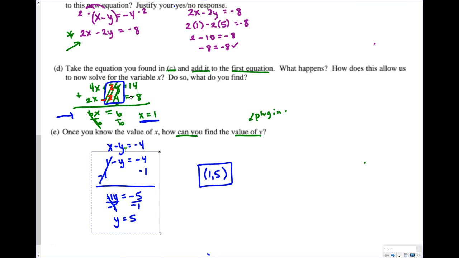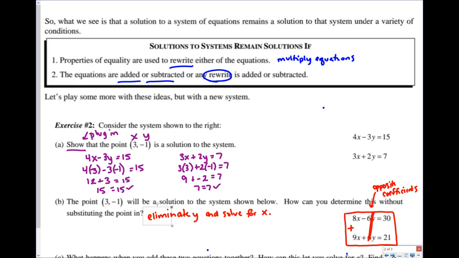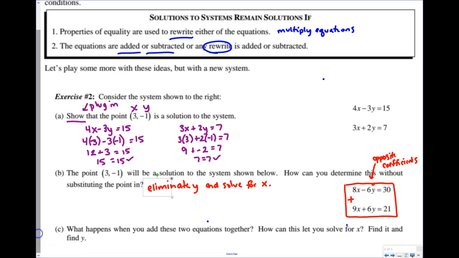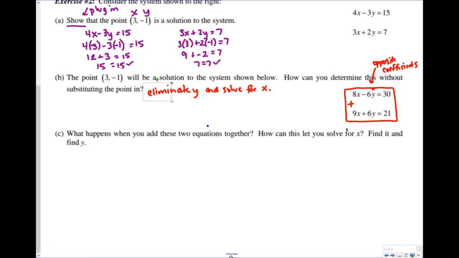That's the reason they disappeared. This is the identical situation. We just have a 6 and a negative 6 here. So now let's try it. Let's show that. I'm going to rewrite them: 8x minus 6y equals 30, and 9x plus 6y equals 21. Let's add them together and see what we get.